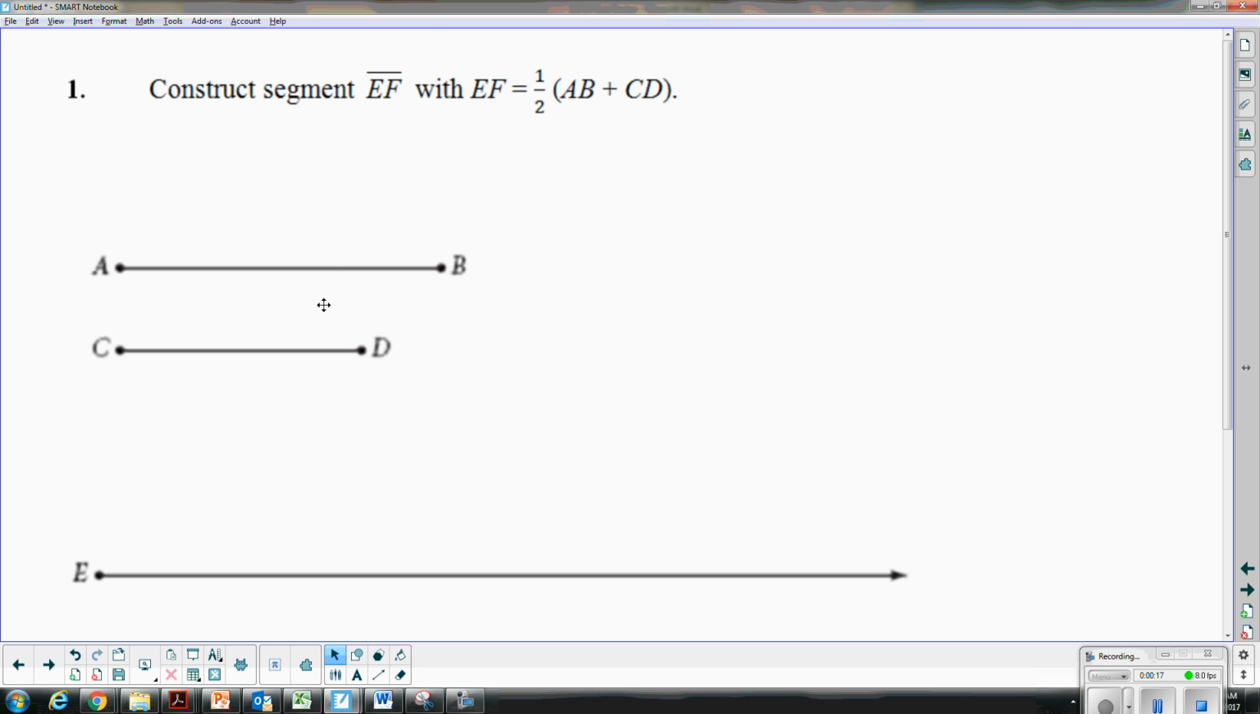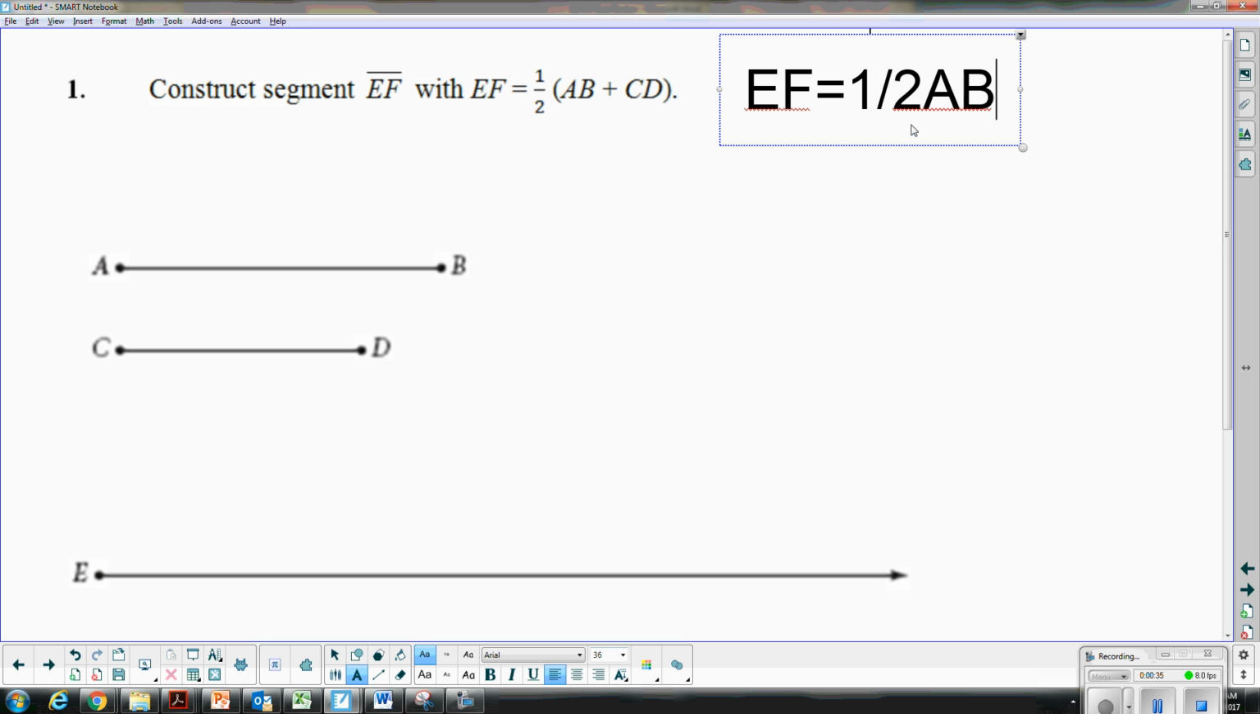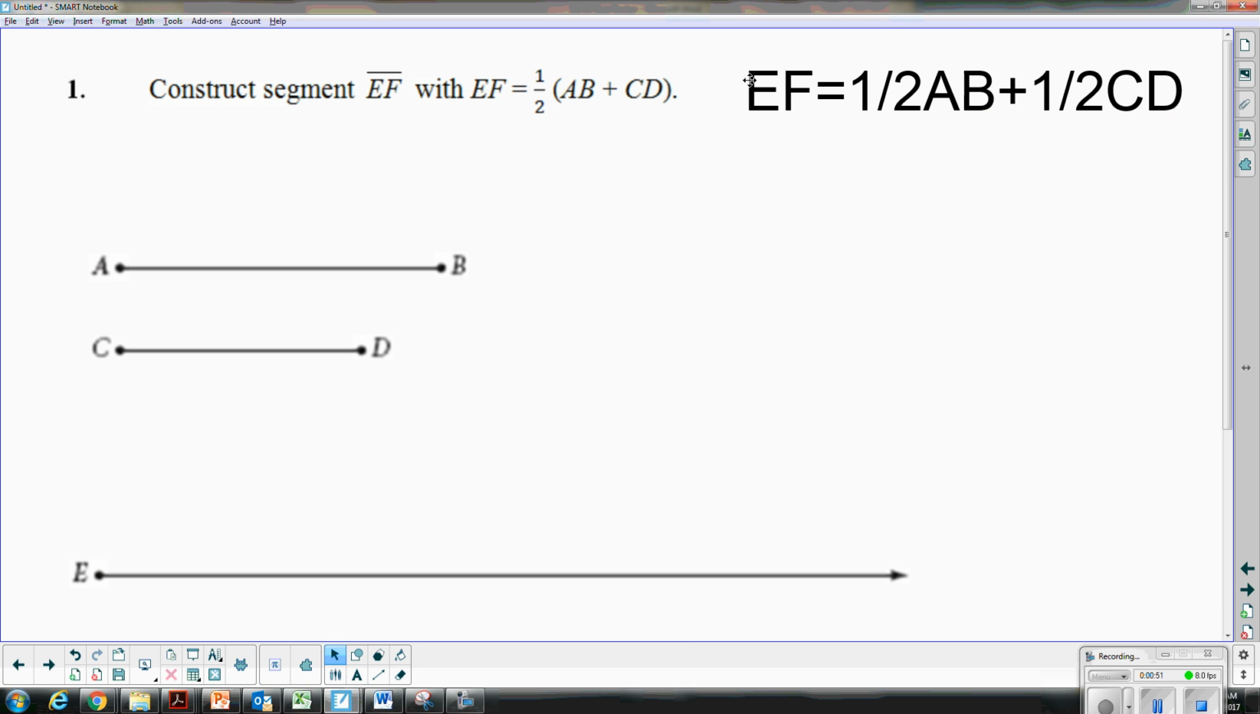So the first one asks you to construct segment EF, where EF is 1/2 of (AB plus CD). There's a couple different ways you can do this. You can either distribute this out so that you get EF equals 1/2 AB plus 1/2 CD, or you can construct AB plus CD first and then just take half of that. I'm going to do it without distributing, and then I'll do it again with distributing.